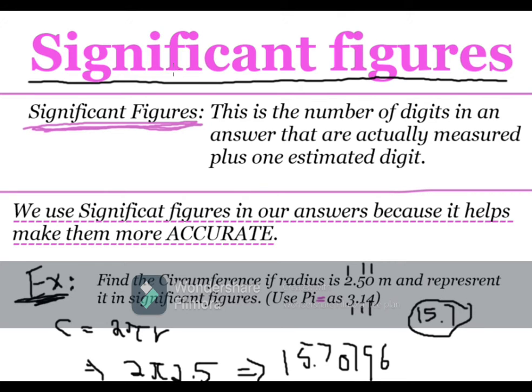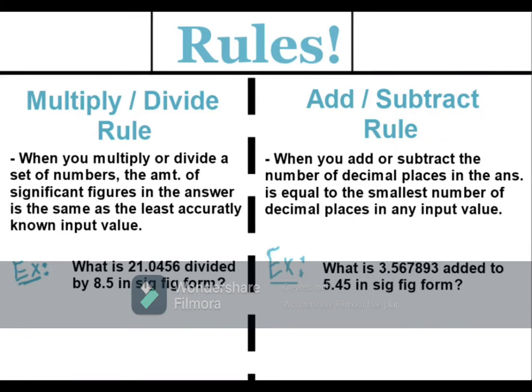Okay, now let's get into the rules for the significant figures. So let's learn about some rules now. There are 2 rules. You can consider it as 4 if you want, but I consider it as 2: the multiplying/dividing rule and the adding/subtracting rule. Let's do the adding and subtracting rule first since it's easier. The rule is when you add or subtract, the number of decimal places in the answer is equal to the smallest number of decimal places in any input value.